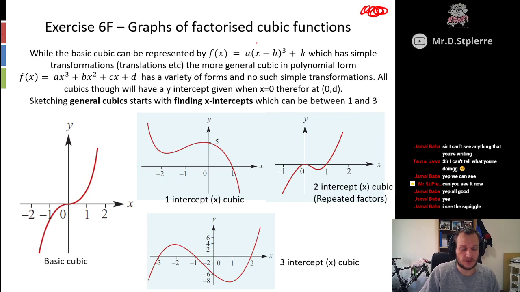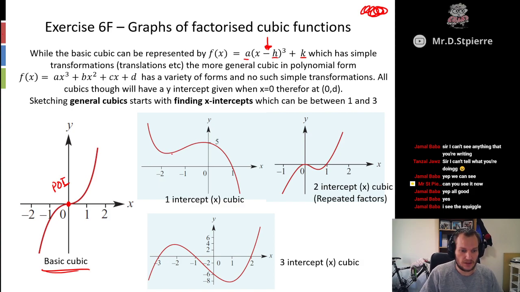Rightio. So in this video we are graphing factorized cubic functions. We've already looked at the most general form, a(x minus h) cubed plus k, which has a standard dilation, horizontal translation, and vertical translation, and it looks like this. It has this key point, the point of inflection, and we move that left and right, up and down, and we dilate by stretching the graph.